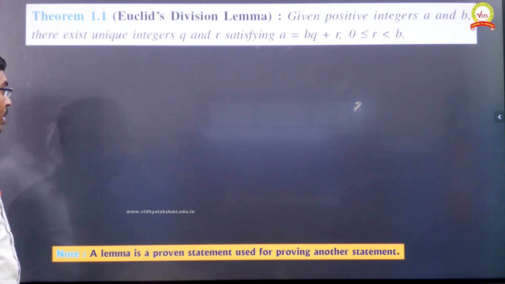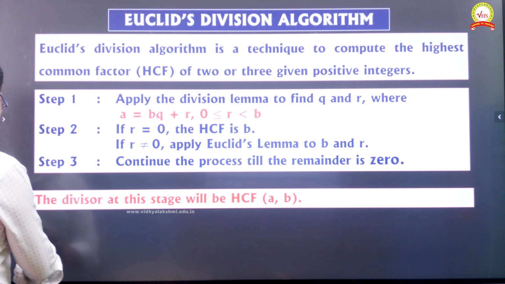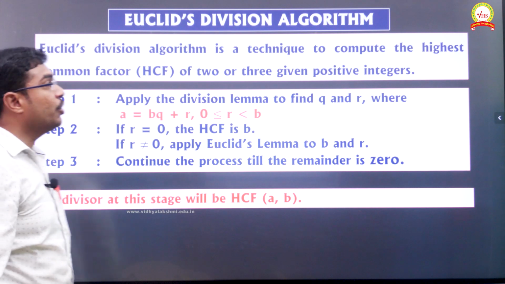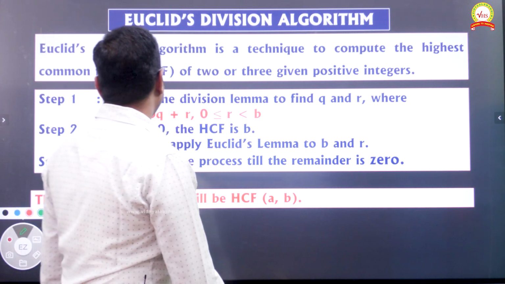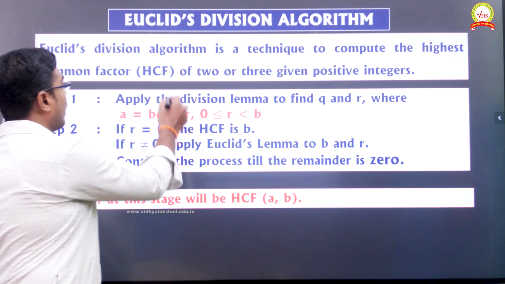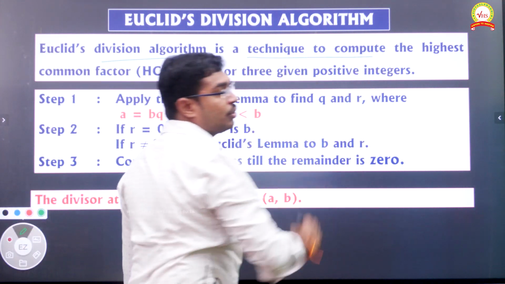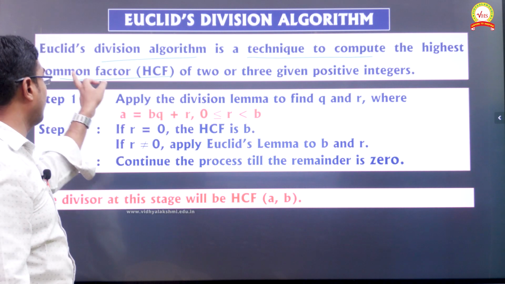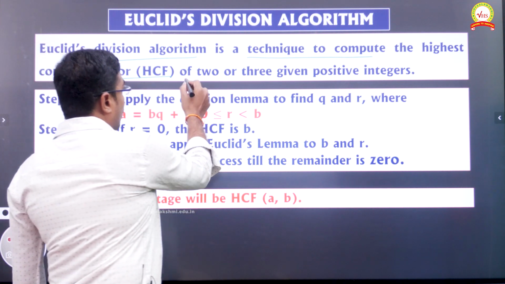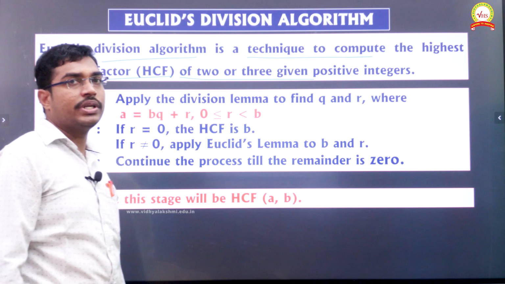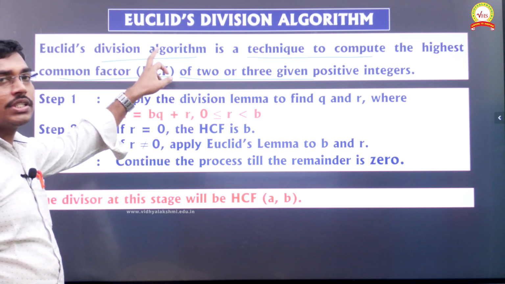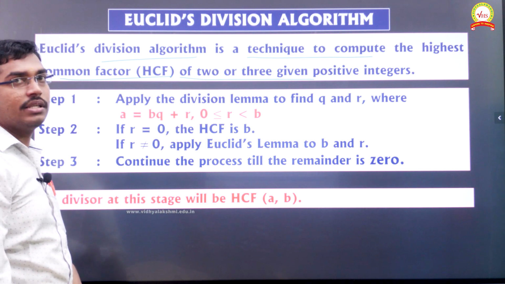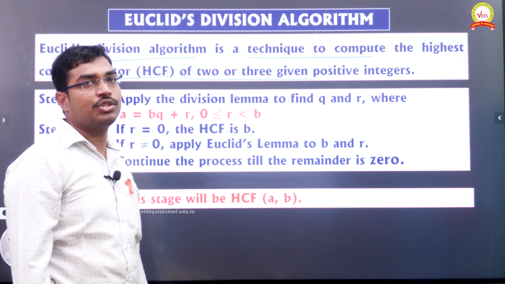Next one, I am moving to the next one. See this. Euclid division algorithm. What is the algorithm? Euclid division algorithm is a technique to compute the highest common factor, HCF, of 2 or 3 given positive integers.